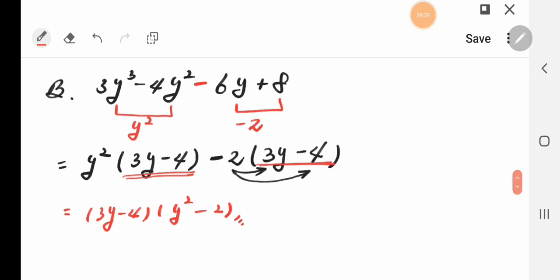So from this, as you see, the binomial factor 3y minus 4 is a common factor. So take this 3y minus 4, then write down the leftover as another binomial factor, y squared minus 2. So if this is factorable, then the binomial factor in the first group must be the same as the binomial factor in the second group. Always, if this is factorable.